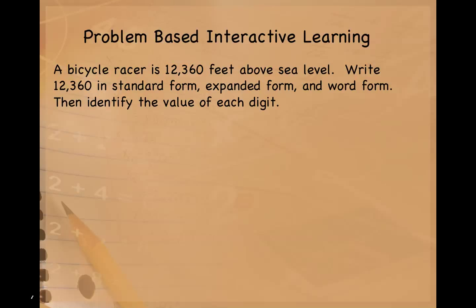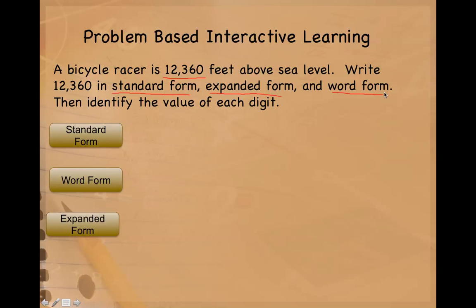Let's begin. I'm going to start by underlining the number it wants me to represent, 12,360. I'm also going to underline the direction it wants me to write it in: standard form, expanded form, and word form. So I know that those are the forms that I need to write. It also wants me to write the value of the digit. So we're only going to pick a couple of digits to show the value for, so we need to do that also.